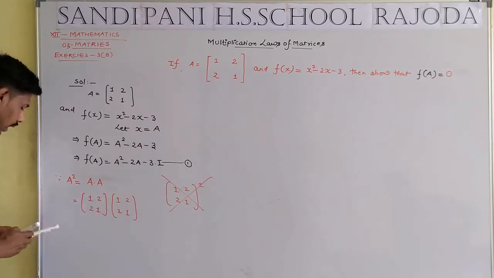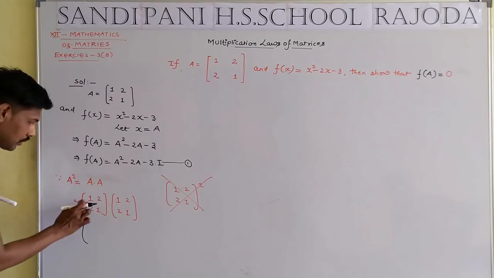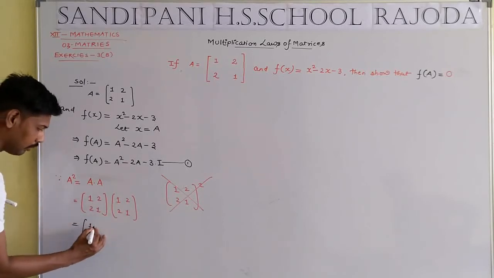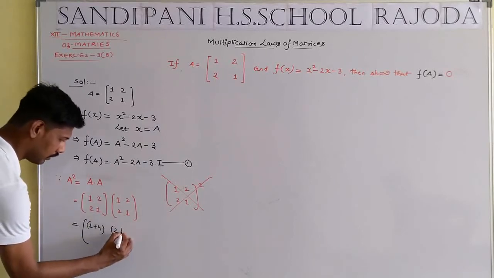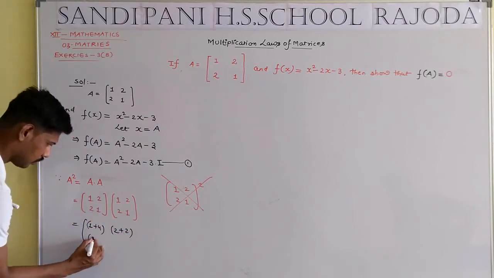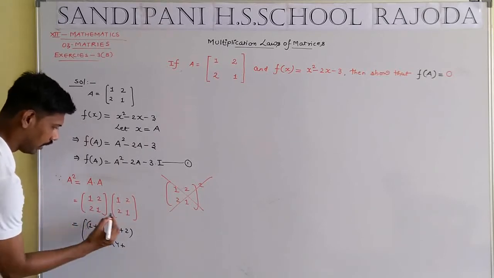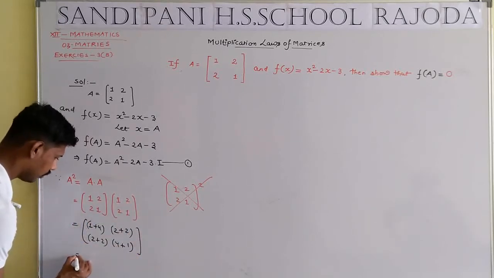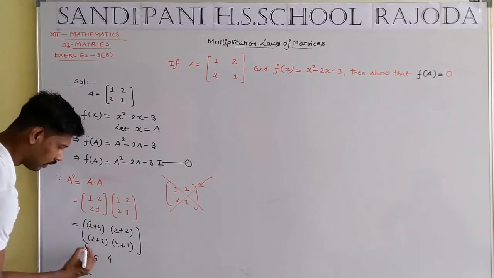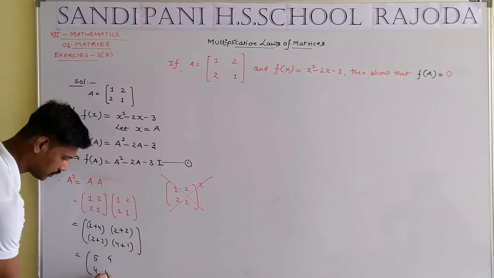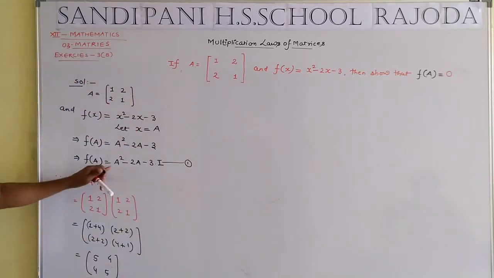A square will be equal to A dot A. Now how do we multiply? The first row multiplied by the first column: 1 times 1 plus 2 times 2, that means 5. 1 times 2 plus 2 times 1 equals 4. 2 times 1 plus 1 times 2 equals 4, and 2 times 2 plus 1 times 1 equals 5. Now A square is complete.